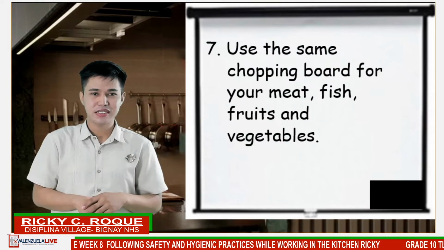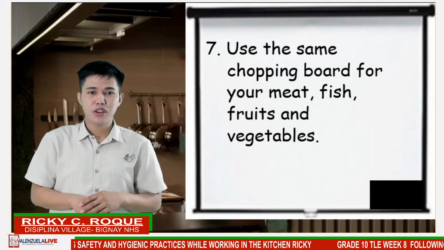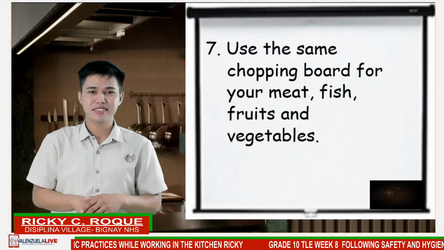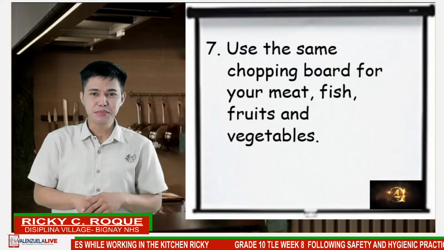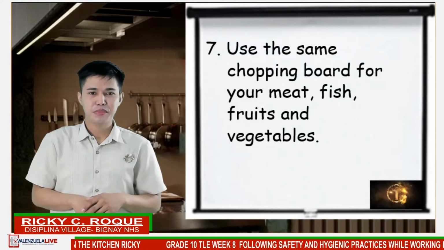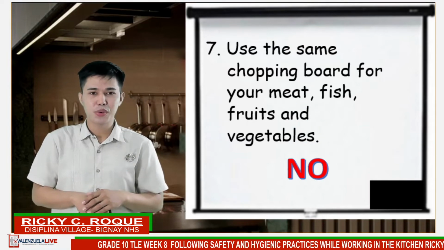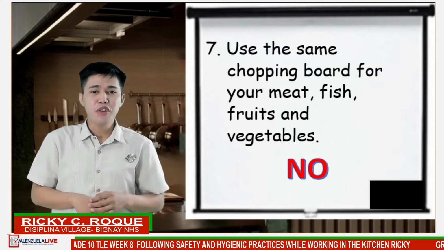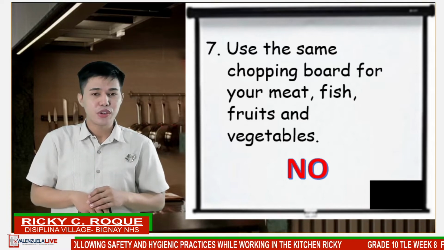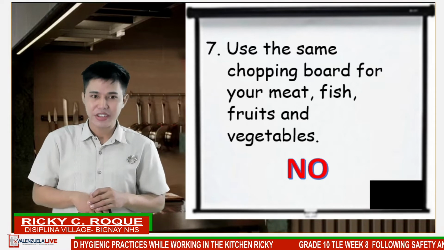Number 7. Use the same chopping board for your meat, fish, fruits, and vegetables for 5 seconds. Great! The answer is no. We are oriented that in every food item, it has its colored chopping board to be used. We use colored coding of the chopping board to prevent the spread of bacteria.